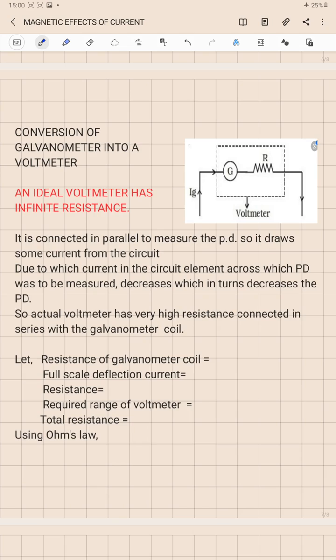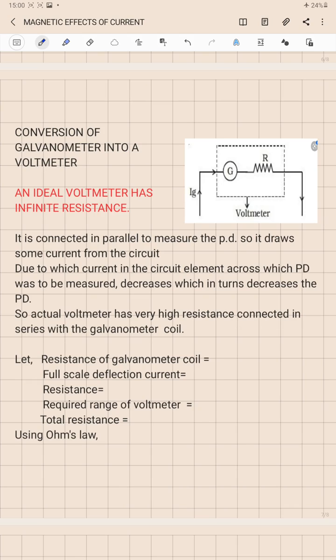So if the current passing through that element decreases, it means that the potential difference developed across that element will also decrease. So this incorrect measurement should not take place. For that, an ideal voltmeter must not draw any electric current, for which it must have infinite resistance. But we know that manufacturing an infinite resistance galvanometer is not possible.